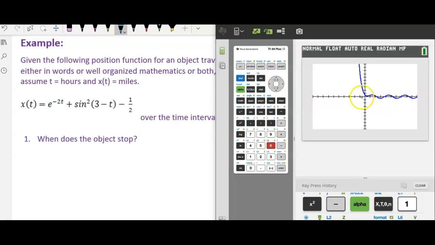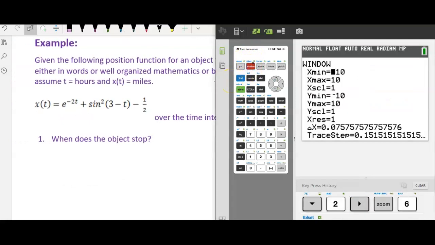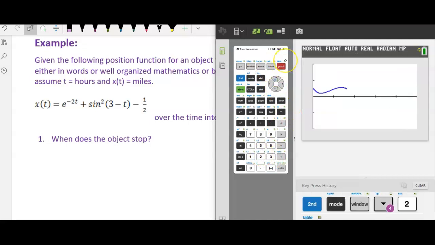So over the interval from 0 to 5, I'm going to change my window so that my x's go from 0 to 5, and then I'm going to zoom in on my y's because they were all very close to the x-axis. See if that's big enough. Let's see what this looks like. There we go. That's not bad.